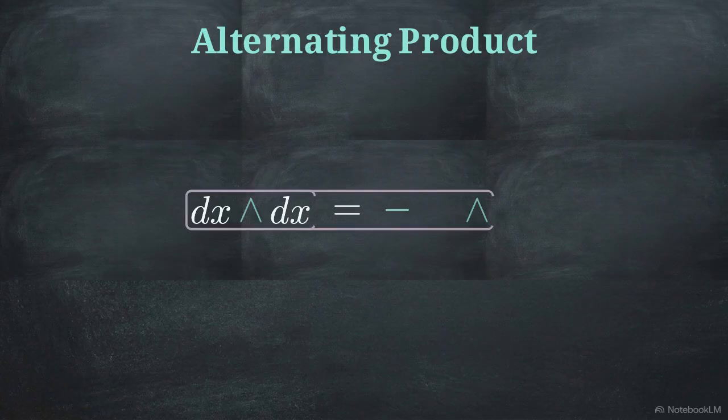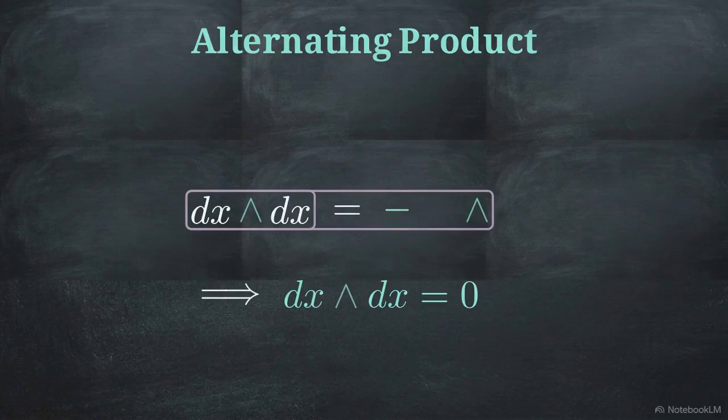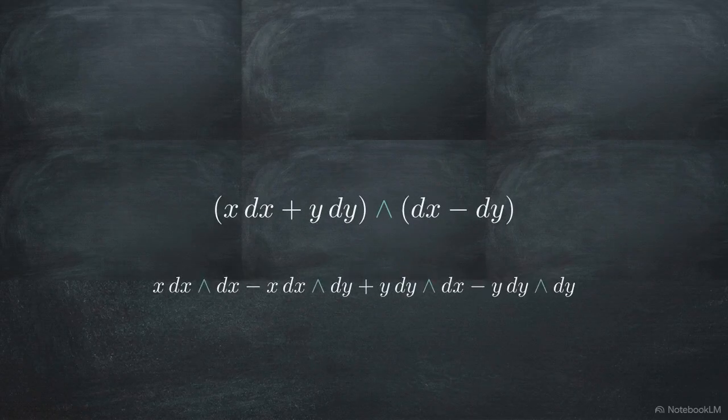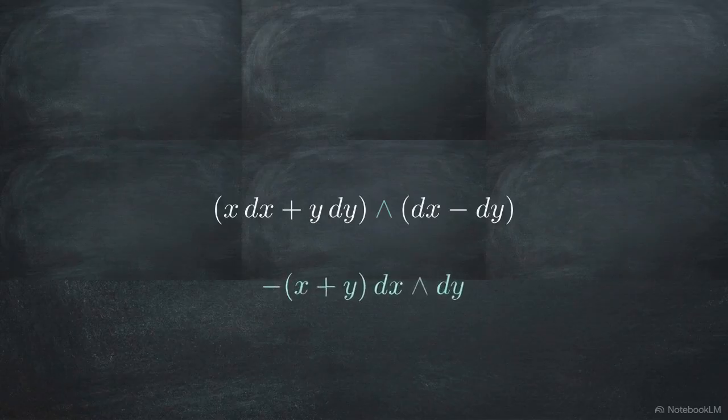If you swap the identical terms, you're stating that the value must equal its own negative, which is only possible if the result is 0. Consider how this simplifies a basic algebraic expansion. When we distribute the terms, the dx wedge dx and dy wedge dy components vanish instantly. We are left only with the mixed terms, which combine into a single, clean expression.